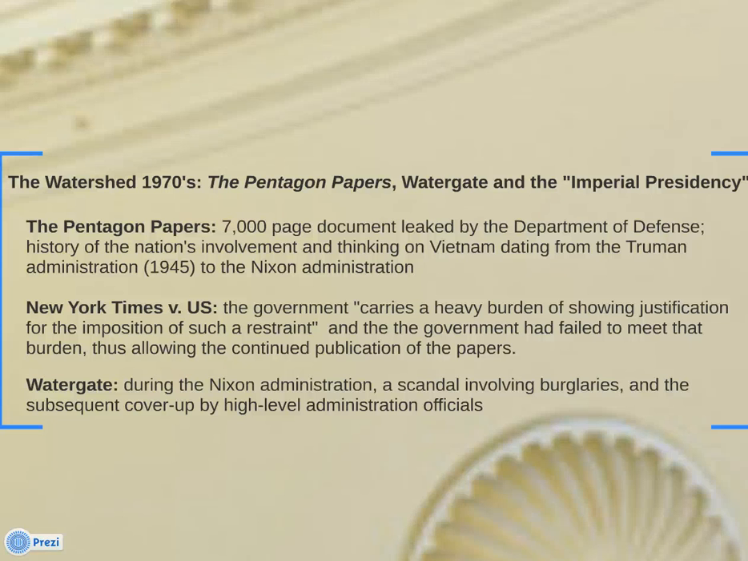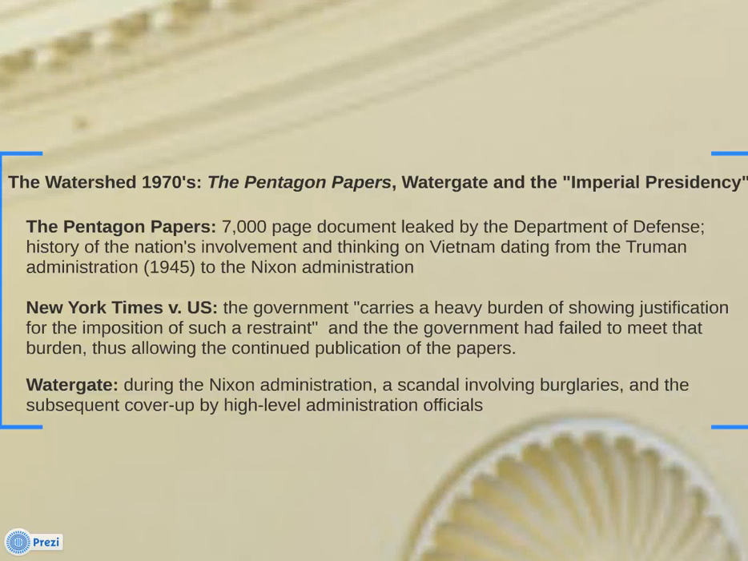Two weeks later, in an expedited appeals process, the U.S. Supreme Court ruled in New York Times Company versus U.S. that the government carries a heavy burden of showing justification for the imposition of such a restraint, and that the government had failed to meet that burden, thus allowing the continued publication of the papers. The Pentagon Papers tainted the public's view of the presidency.